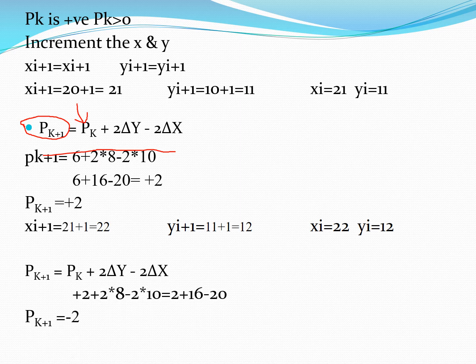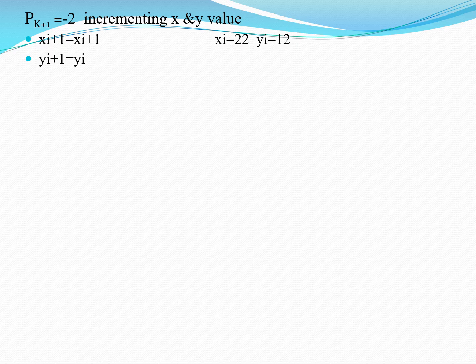Now again we get a positive value. So how do we calculate the next pk value? Using the same formula, pk plus 1 equals pk plus 2 delta of y minus 2 delta of x. So what do we get? We get a negative value. Which means how do we increment x and y now? x is incremented by 1 and y stays as the previous one, that is 12. We continue with 12, and xi is 21 plus 1, which is 22.